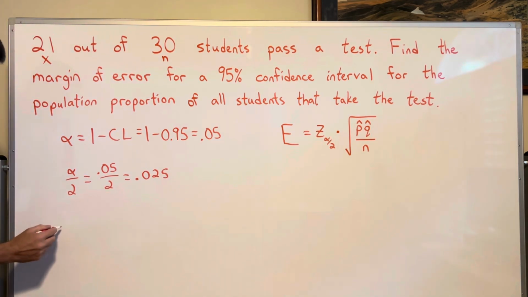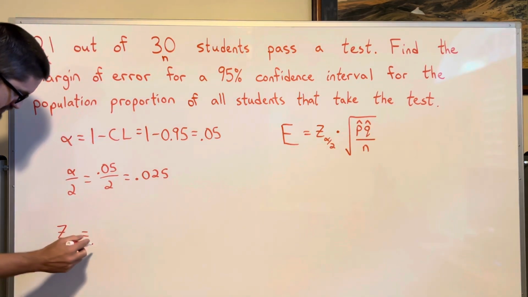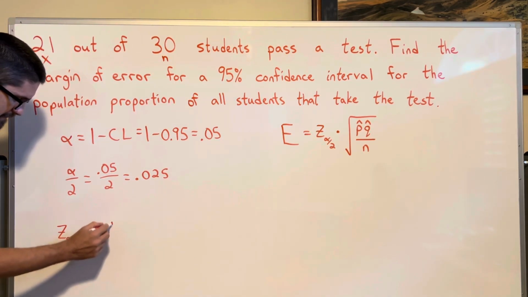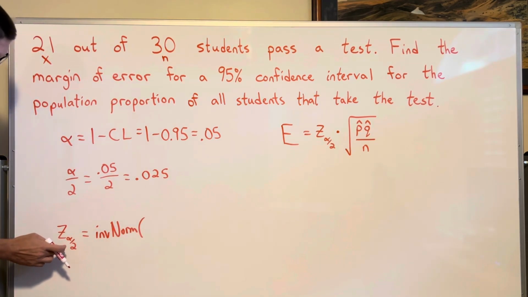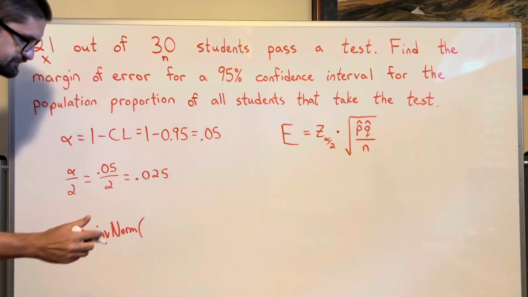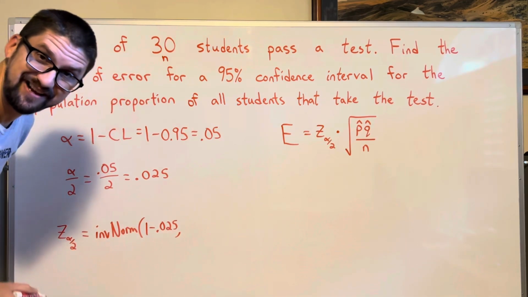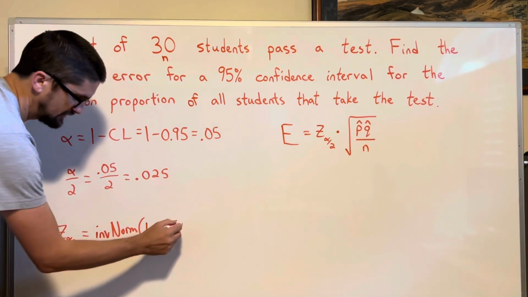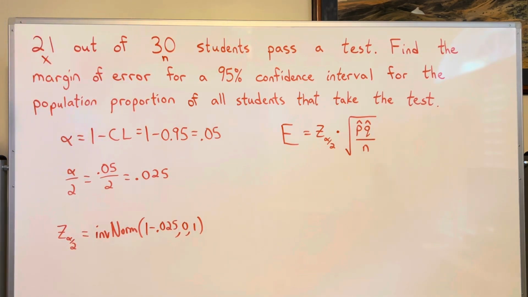So the critical value is going to be, we can use the calculator, the inverse normal operation. Alpha over 2 is 0.025, so you want to subtract that from 1 to get the left-hand area. And then tell the calculator the mean and standard deviation for a standard normal distribution.